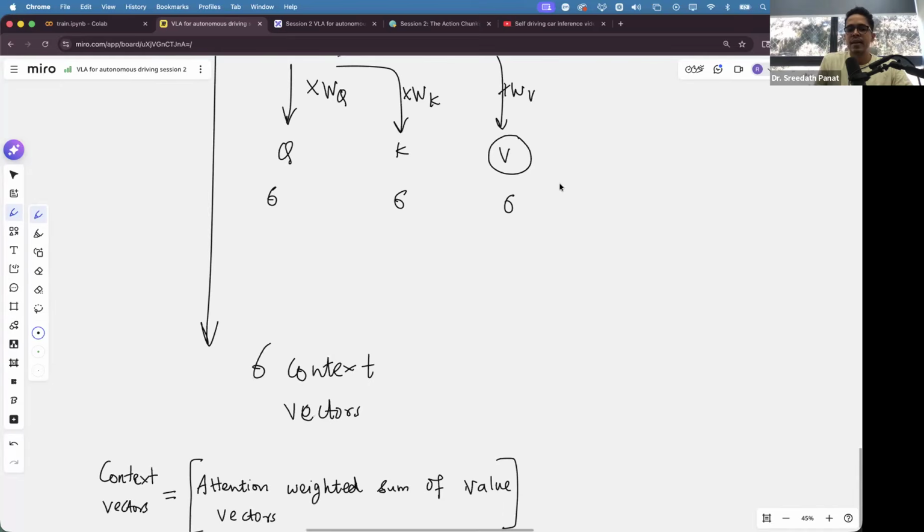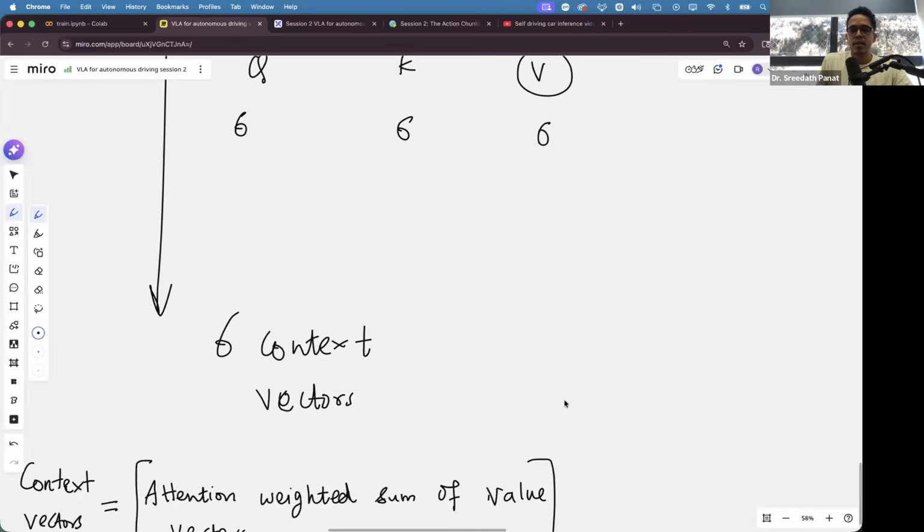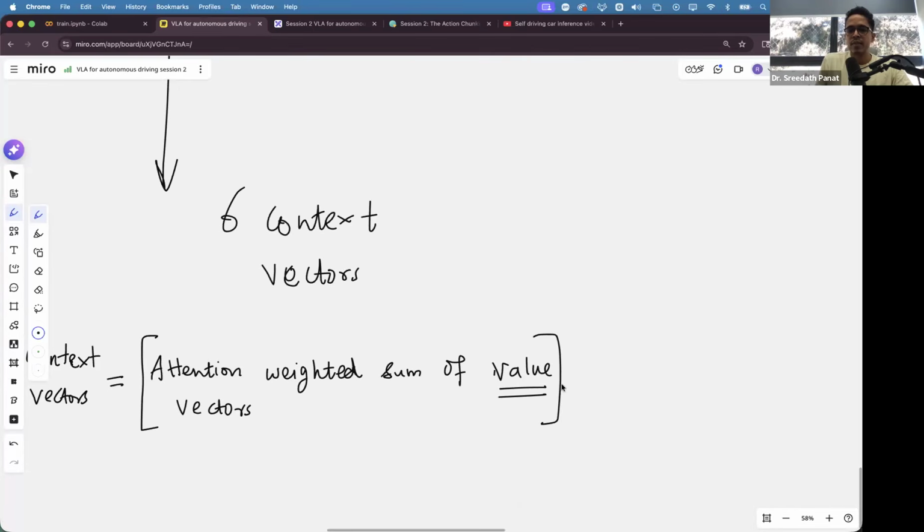So let's keep the value aside. Now the thought is, okay, you are doing some sort of addition of value vectors, and we are having some weighted sum. So what are these weights? These weights are attention weights.